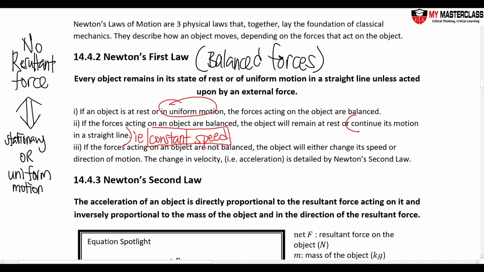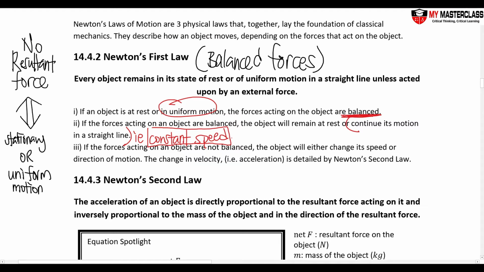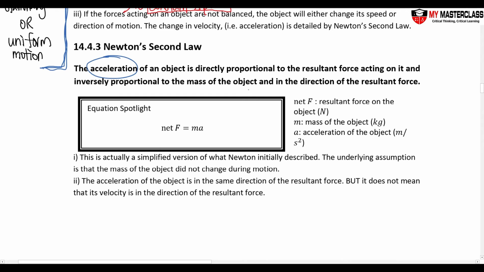If the forces are not balanced, then I have Newton's second law. Newton's first law is essentially just this: if there is no resultant force, it will continue to do what it was doing. If there is a resultant force, then I got Newton's second law. What does Newton's second law say? Newton's second law says that the acceleration is proportional to the resultant force and inversely proportional to the mass.